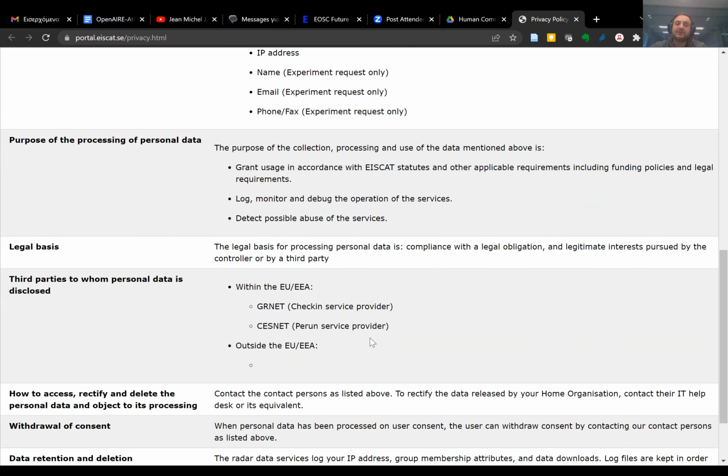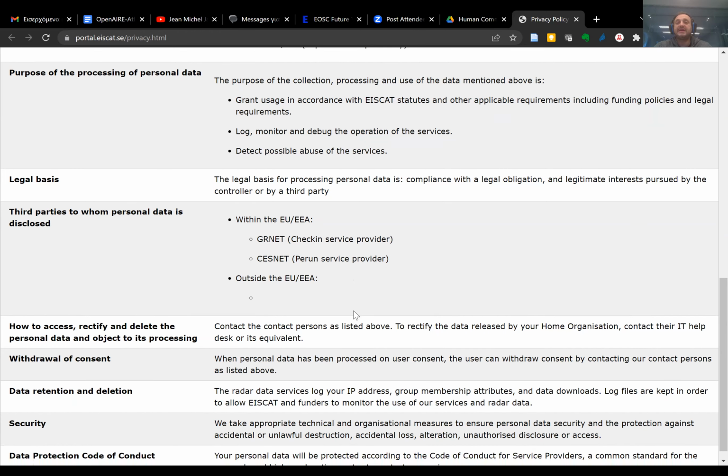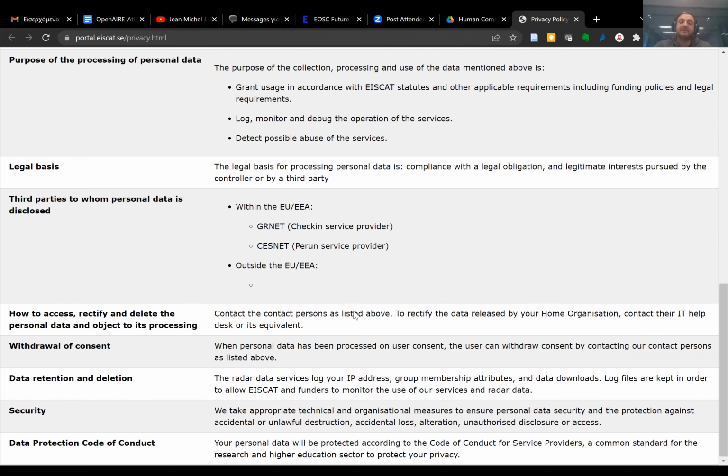Again, third parties to whom personal data is disclosed, we need to understand why. If we were to have outside the EU transferring of data, we would have to understand also whether this is somehow classified as a safe service in terms of the processing. So we need to see. Just a comment about this. So this may be quite a common case.